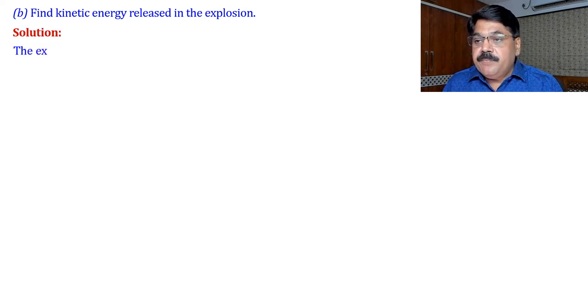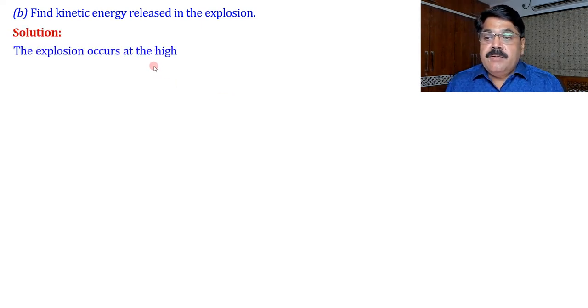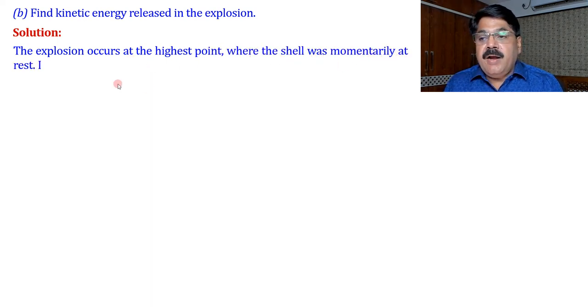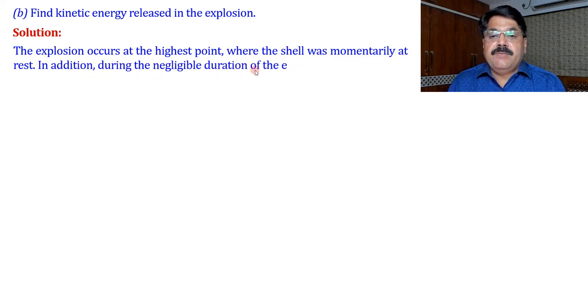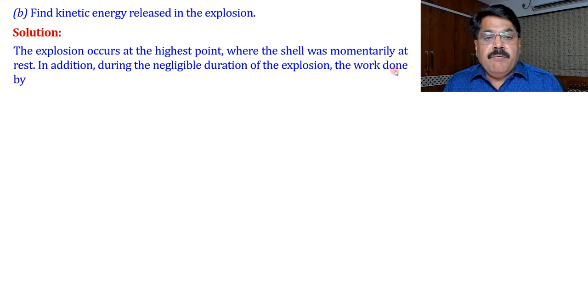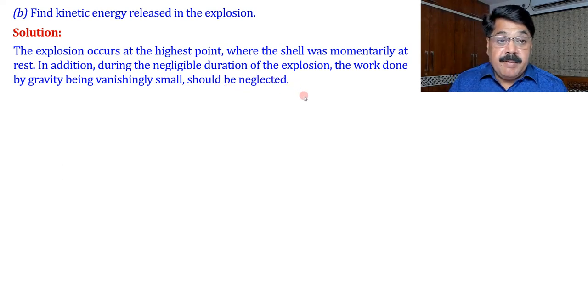So what we can see, the explosion occurs at the highest point where the shell was momentarily at rest. In addition, during the negligible duration of the explosion, the work done by gravity, being vanishingly small, should be neglected. It means, and this is a very important idea, that in this impulsive event no external forces are acting. It means the work done by all the external forces is zero. So which forces are doing work?